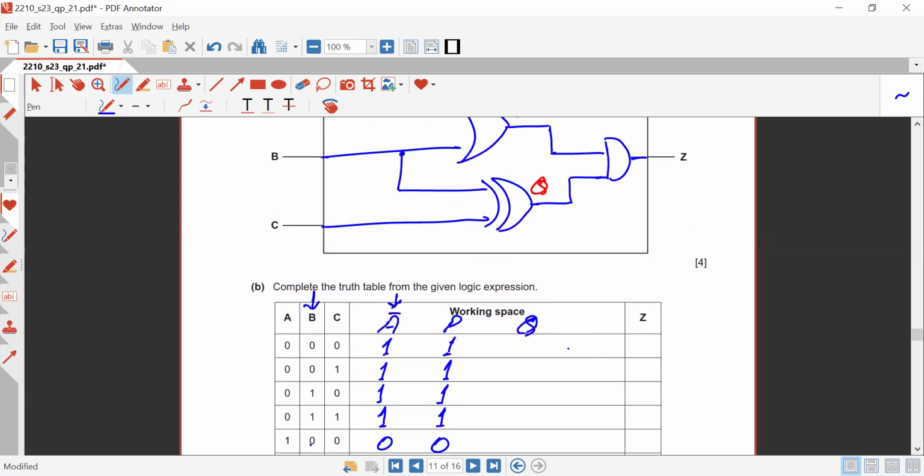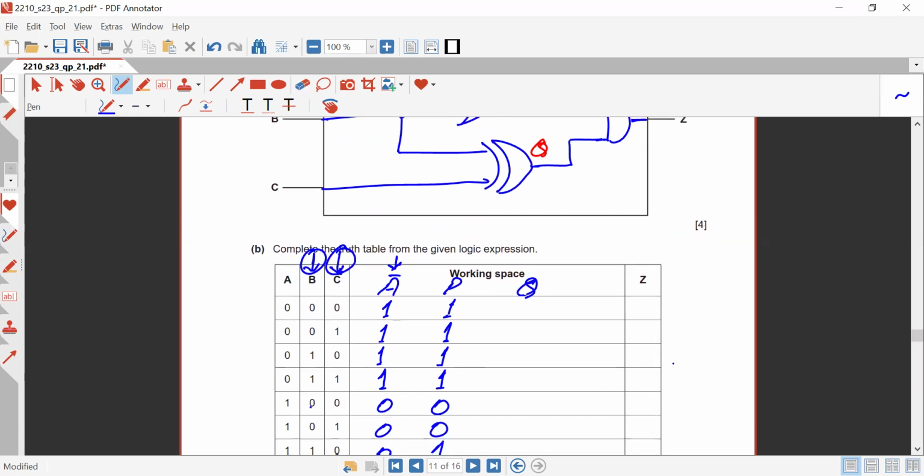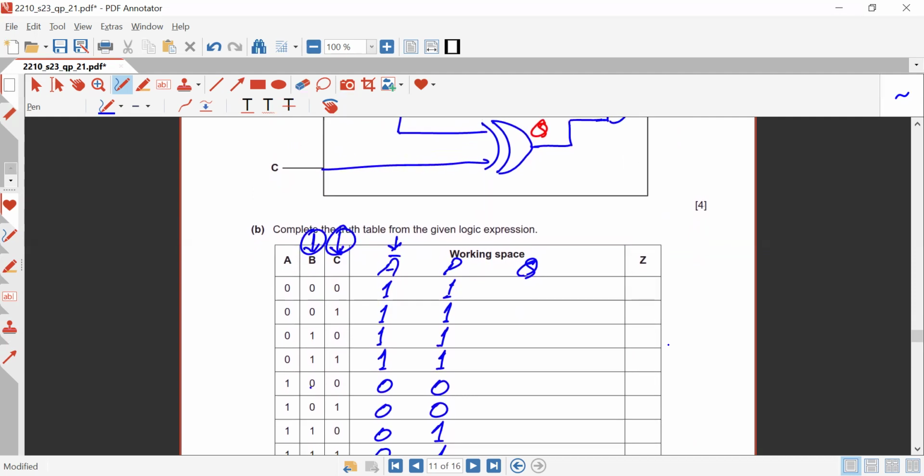Now Q is the XOR gate. So the XOR gate is between B and C, that means B and C this time. Okay, so if the inputs are dissimilar, it means a 1. 0 0 will be a 0. 0 1 will be a 1. 1 0 will be a 1. 1 1 will be a 0.